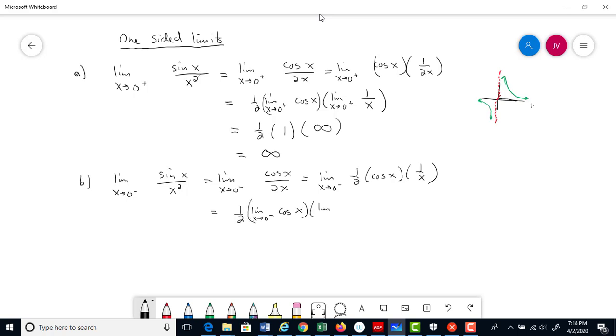And then this is going to be the limit as x approaches 0 from the negative side of 1 over x. And we know if we approach from the negative side that this is going to go off into negative infinity. So this is going to be 1/2. The cosine of 0 is, I apologize, not 0, it's 1. It's 1 times negative infinity. So this is equal to negative infinity.